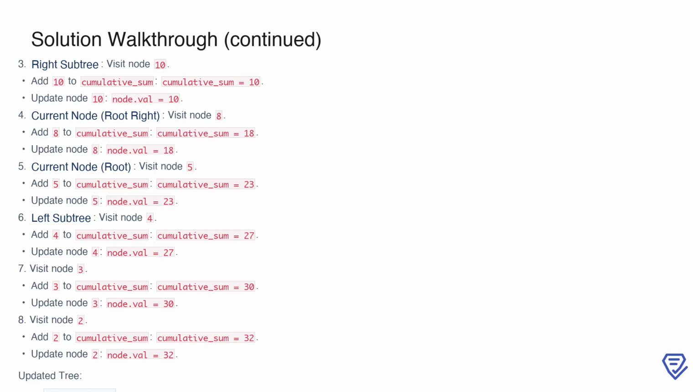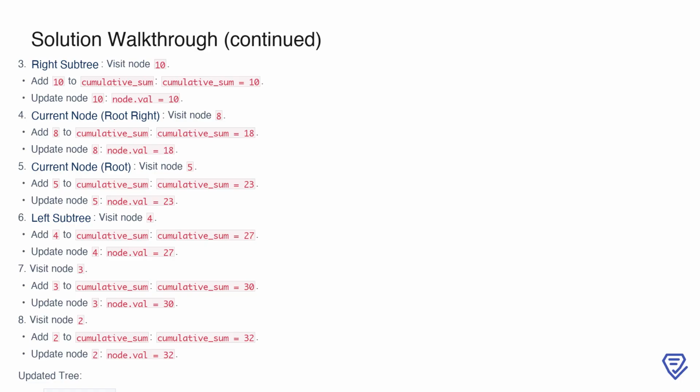Moving to the root node 5, we add its value to cumulative_sum, resulting in 23, and update its value to 23. For the left subtree, we start with node 4. Adding 4 to cumulative_sum gives 27, and node 4's value becomes 27. Then, we visit node 3, adding its value to cumulative_sum to get 30, and update node 3's value to 30. Finally, we visit node 2, adding its value to cumulative_sum to reach 32, and update node 2's value to 32.